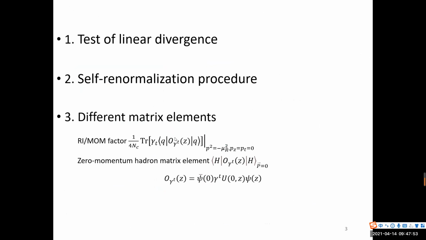Yes, the RI/MOM factor is the quasi-PDF operator in the quark state. You calculate this matrix element in the quark state, and you can calculate it on the lattice. Okay, thank you. I see. And the zero momentum hadron matrix element is the quasi-PDF operator in the hadron state. I see. You can calculate both of them on the lattice. Thank you.